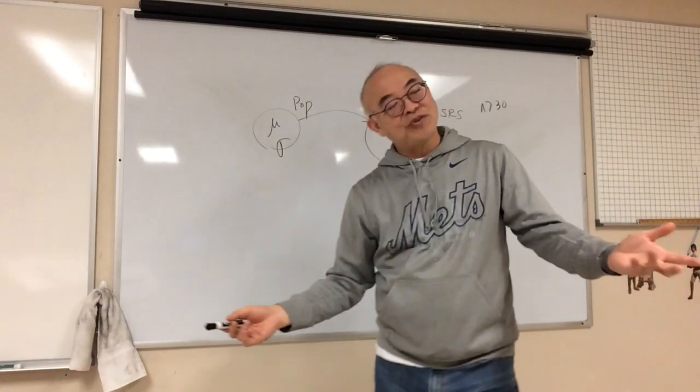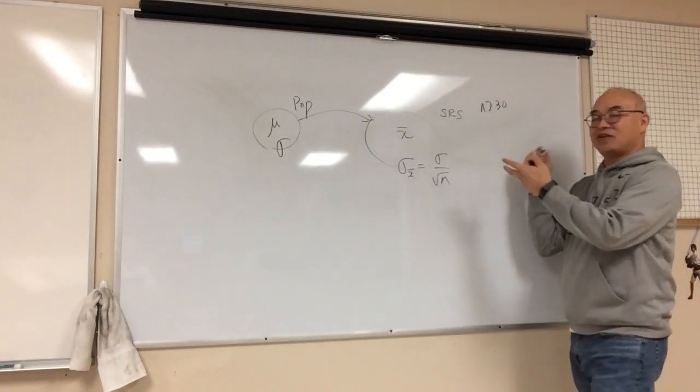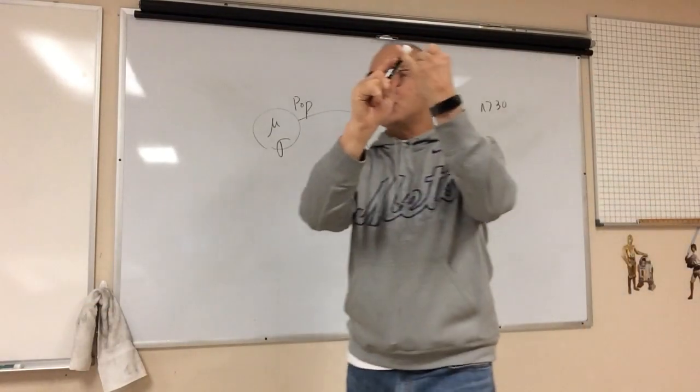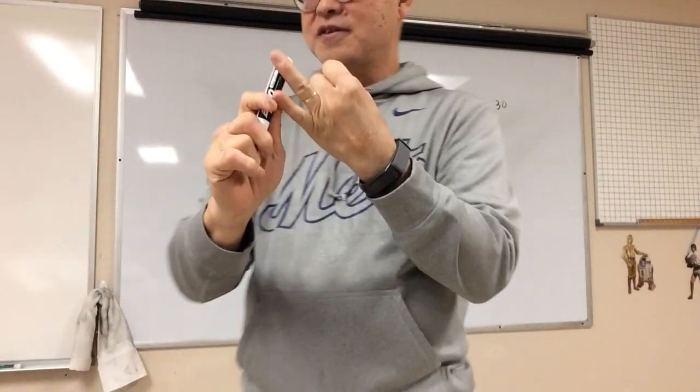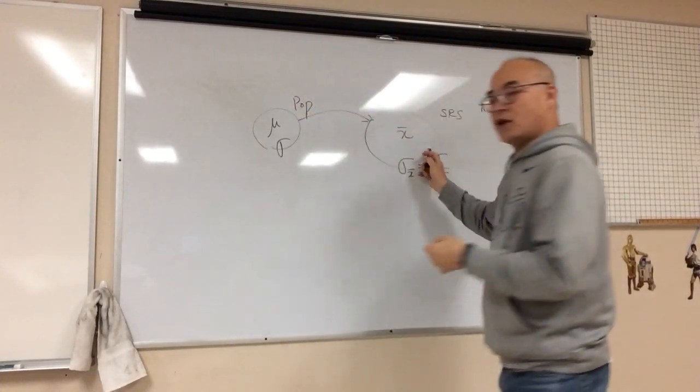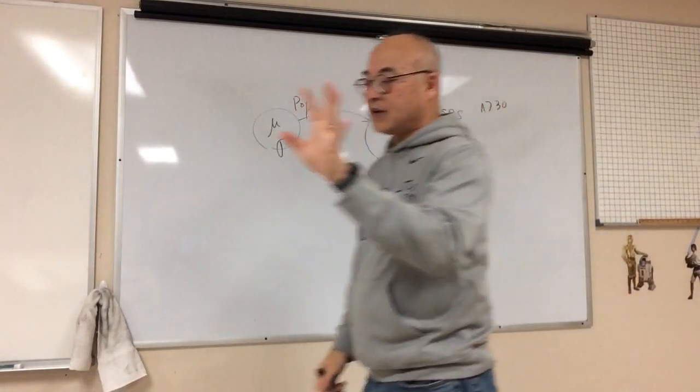What are you looking for? You have to do a dot plot, remember? And you're looking for no skewedness, no outliers. Then this becomes normal also. So that in a nutshell is what we learned.